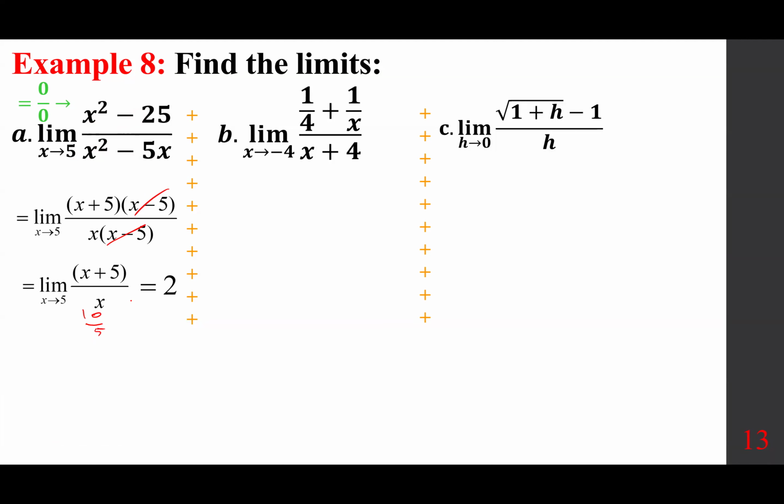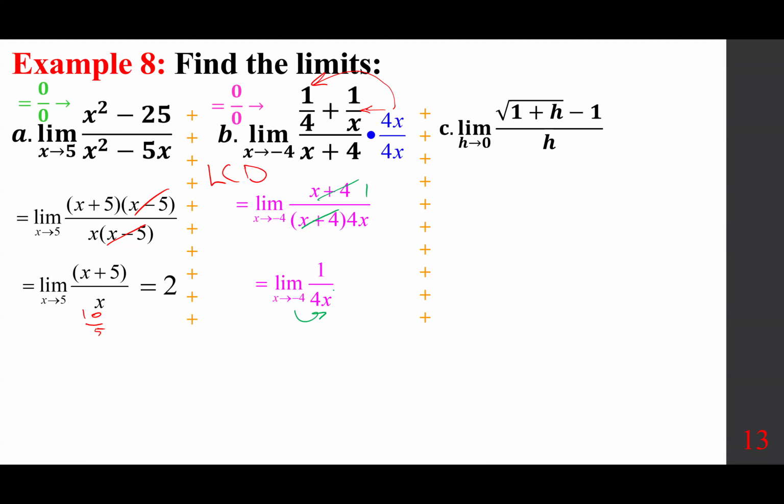For part B, if you plug in, as x approaches -4, you get 0 over 0. And because this is a complex fraction, the technique is LCD, which is multiply and divide by 4x. The denominator doesn't change. It's a product of x plus 4 and 4x. The numerator, when you multiply these two, you get x. When you multiply these two, you get plus 4. And we can cancel these two. The numerator is 1. We plug in, we get -1 over 16.